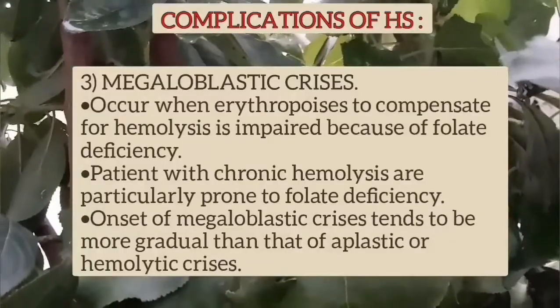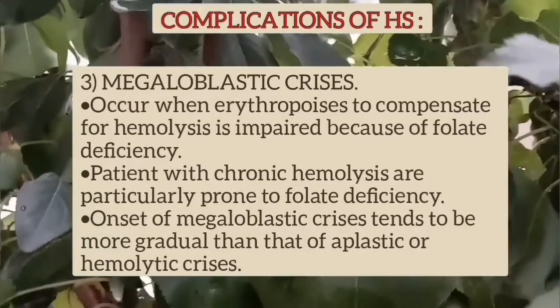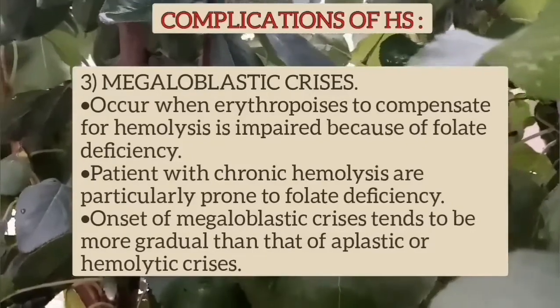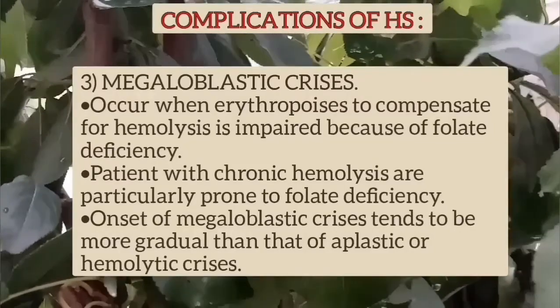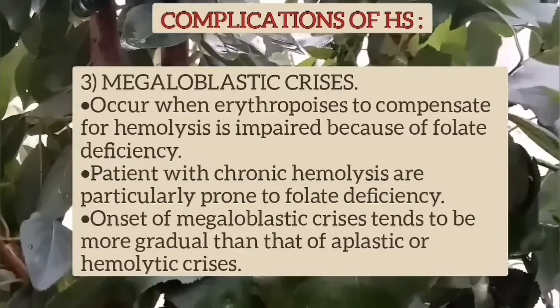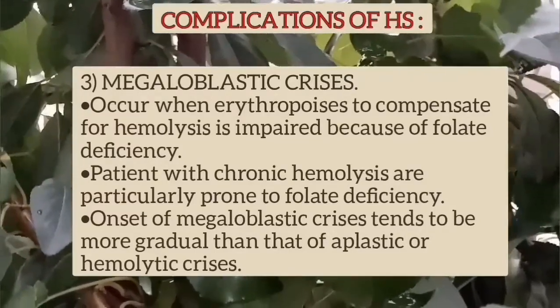Now, third important complication is megaloblastic crisis. It occurs when erythropoiesis to compensate for hemolysis is impaired because of the folate deficiency. Now, patients with chronic hemolytic anemia are particularly prone to folate deficiency. Now, onset of megaloblastic crisis is more gradual than that of aplastic or hemolytic crisis.